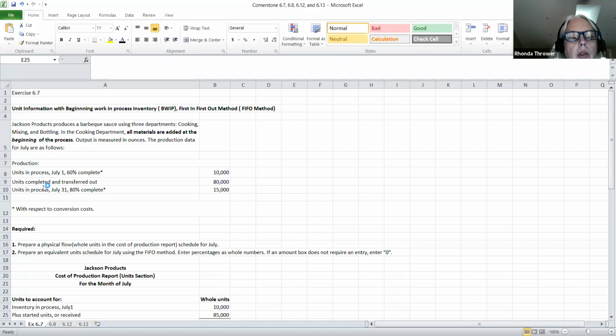They also told us how many units we completed and we transferred out. When we've completed and transferred out the units, that means we're taking them out of the work in process account and sending them to the next department. Now, they really didn't tell us what department it is that we're preparing this information for. They did tell us there were 3 departments and that this was a Jackson company, but I really don't know which department we're preparing this information for.